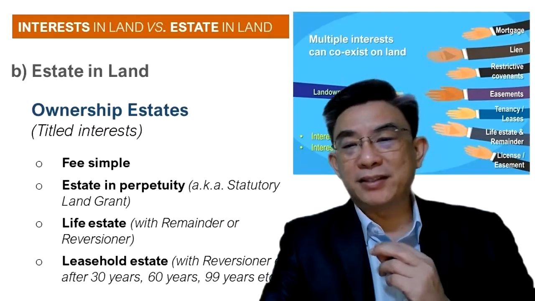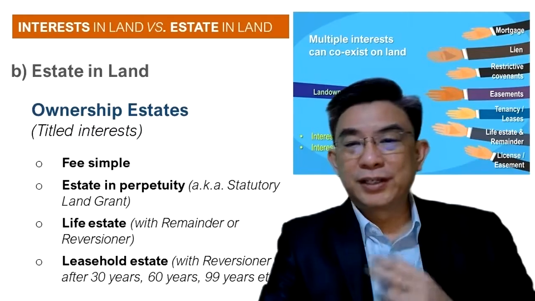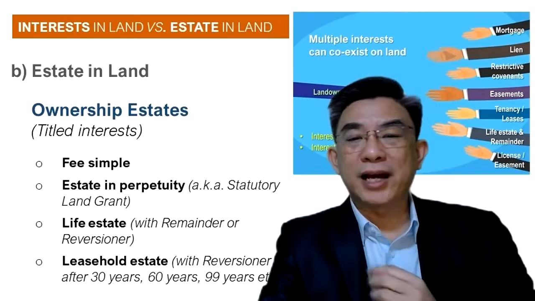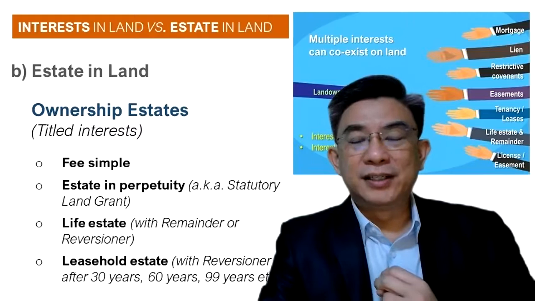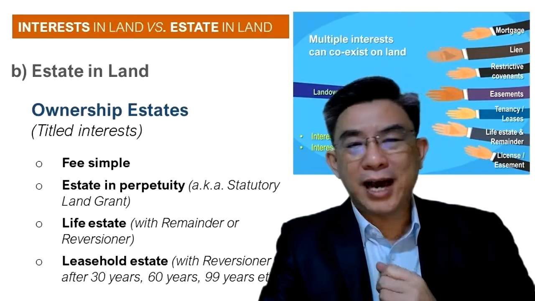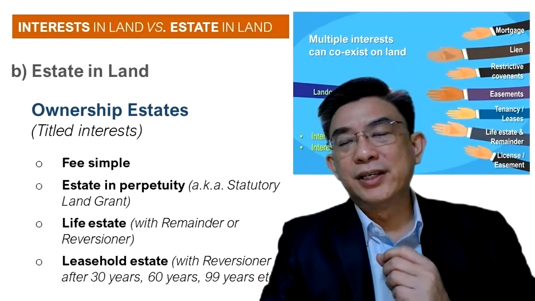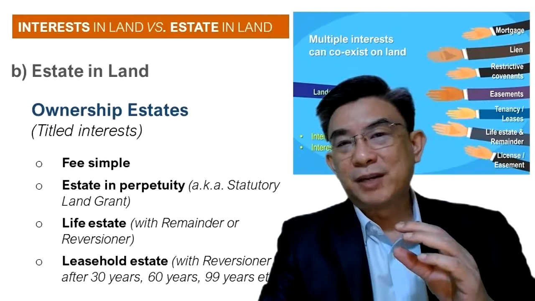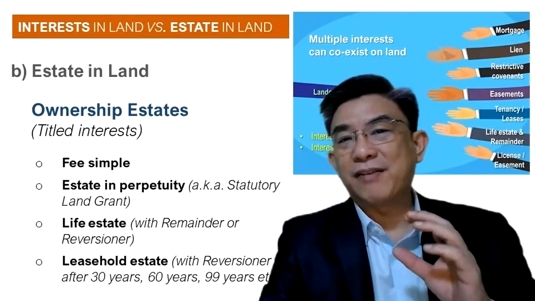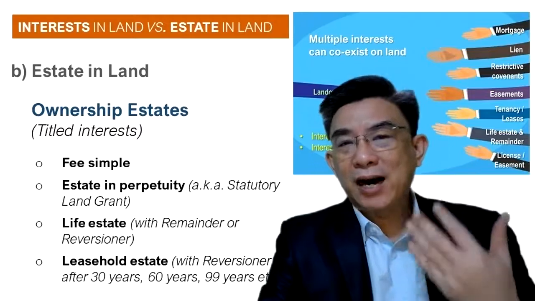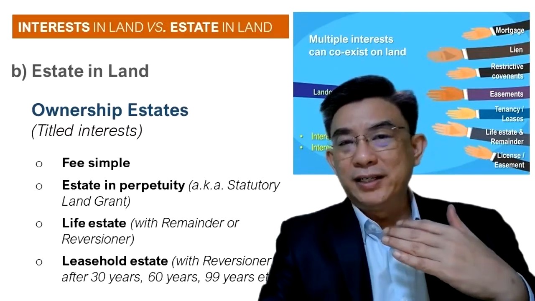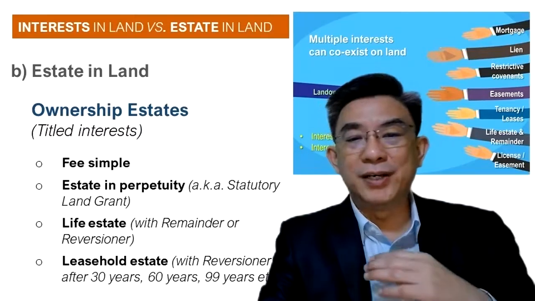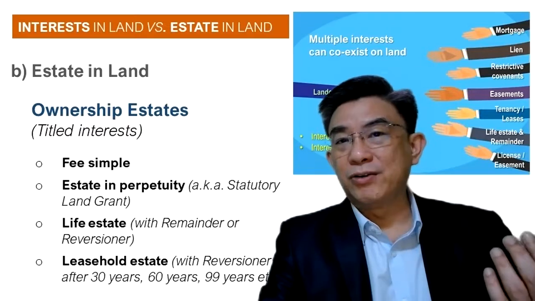Now, ownership estates, you will have freehold. There are two types of freehold: fee simple and estate in perpetuity, also known as statutory land grant. You also have a life estate, which is a kind of leasehold interest, but is for as long as the lessee lives. That means for his life. That's why it's called life estate. So how does it end? When he passes away, the interest may go down to the next generation. That will be a life estate with remainder.